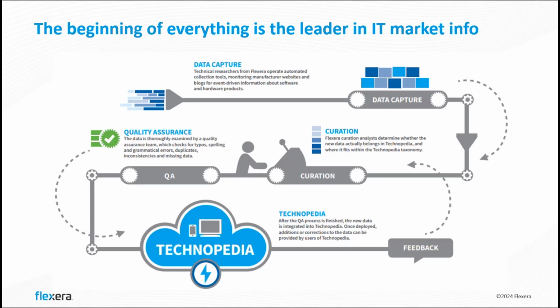The beginning of everything is the leader in the IT market information set. So Technopedia is that outset. It begins with data capture. We need to understand what is there. We need the technical researchers from Flexera to operate with automated collection of data, monitoring manufacturer websites, trawling the internet, using machine learning, and making decisions about the software and the hardware products, the patches, the potential vulnerabilities, and so on. So it begins with that data capture.